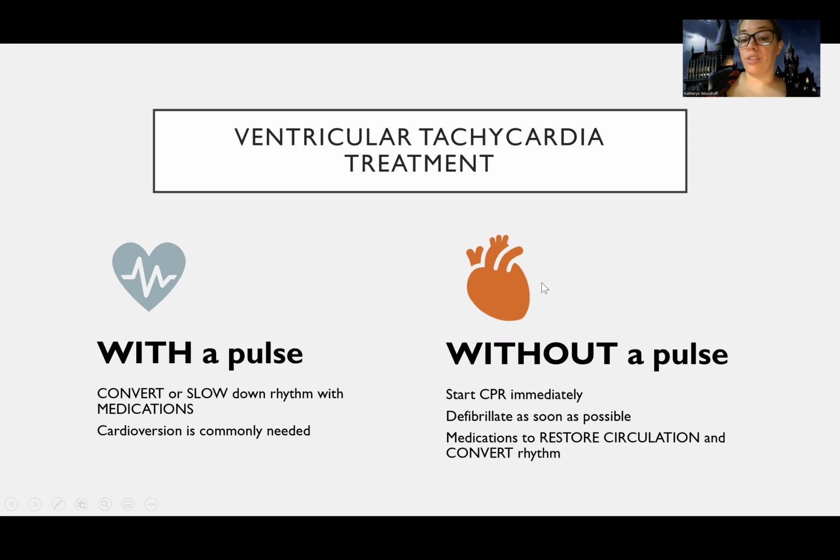Then if I don't have a pulse, I'm going to start CPR immediately. We're usually going to defibrillate pretty soon in there. We don't want to wait too long to start defibrillation and shock them back into a normal rhythm. Defibrillation is for patients that are in an unstable or lethal rhythm that have no pulse, but electrical activity. And we'll talk about that here soon. And then again, we can use medications to restore circulation, like epinephrine, or to convert the rhythm. For this rhythm, to convert it, we can use amiodarone, which is used sometimes with V-tach. Or like I said, if there's a magnesium imbalance, I might replace that as well.